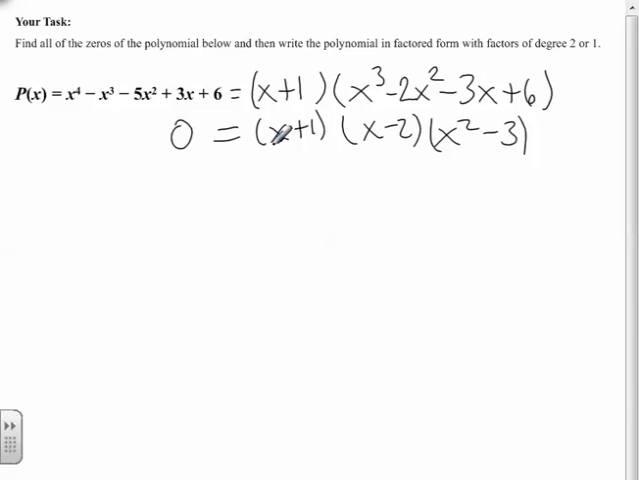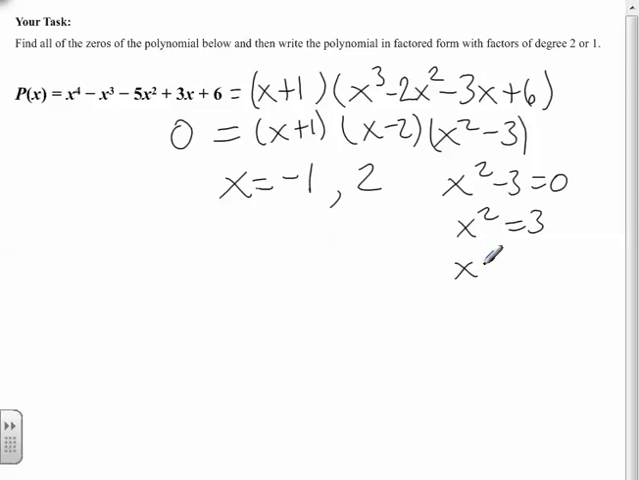Well, our roots will be at x is negative 1 from this one. x is positive 2 from this one. And from this one, if our x squared minus 3 is equal to 0, we add 3 to both sides, and we've got x squared is equal to 3. You square root both sides, and you end up with x is equal to plus or minus square root of 3.